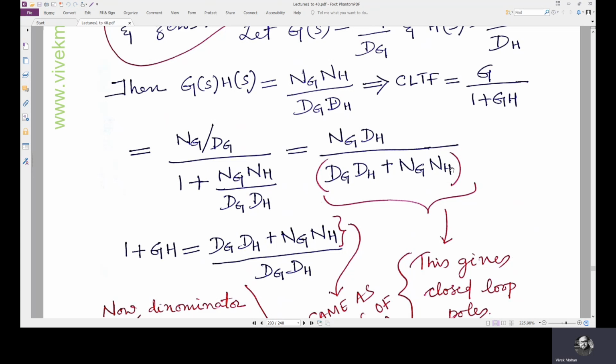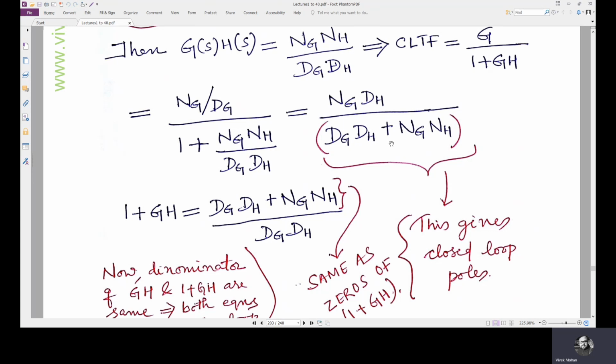Now, this is the closed loop transfer function, and the denominator when equated to 0 gives the closed loop poles. So DG DH plus NG NH equals 0 will give the closed loop poles. Now let us analyze another expression, 1 plus GH, which is an extension of GH. That is, if we know the expression of GH, we know the open loop poles and open loop zeros. Thus we know the poles and zeros of 1 plus GH, because it's just an extension of GH.